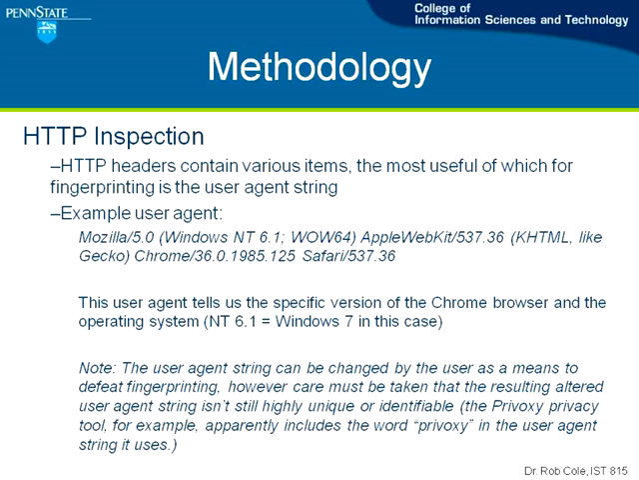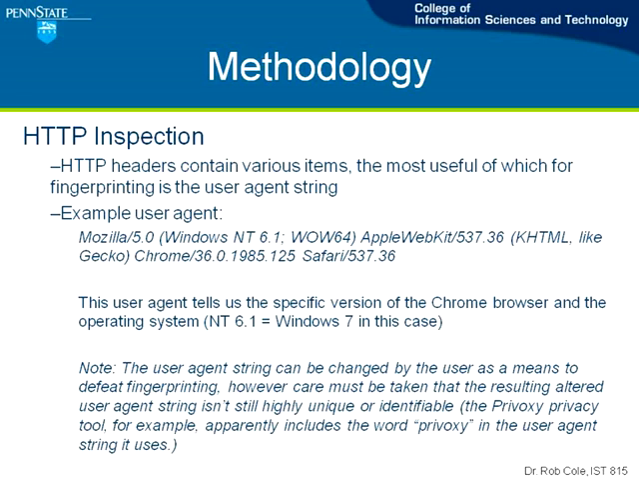Let's consider HTTP and browser object inspection in some detail. For HTTP, the main fingerprint data source is the user agent string. Here's an example from my system. You can see that it gives a very detailed Chrome version along with information about the operating system. Windows NT 6.1 can refer to a few versions of Windows, including Windows 7, which is my OS.